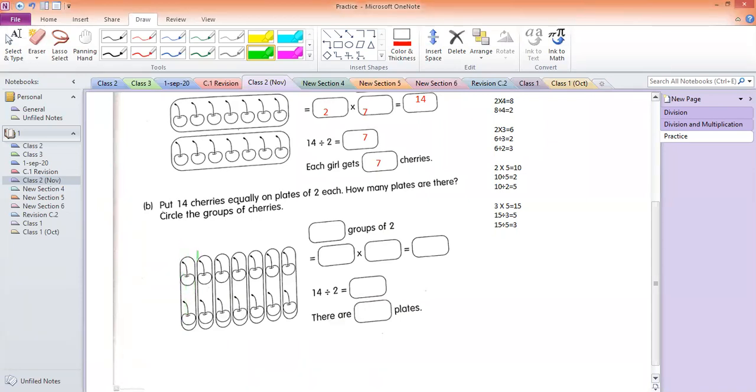So you have to check how many plates are there. That will tell you how many groups of 2 are there, because they are asking dash groups of 2. How many groups of 2? So count 1, 2, 3, 4, 5, 6, and 7. How many groups of 2 are there? There are 7 groups of 2.